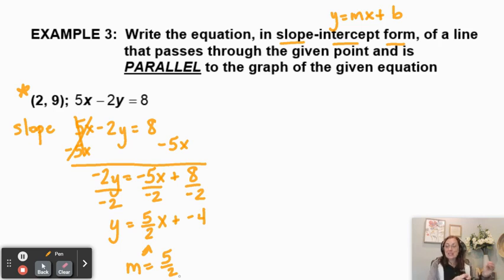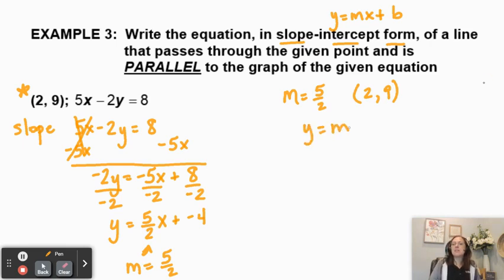We had to find the slope because we're being asked to write an equation that's parallel, and parallel means same slope. So what we're going to do in part 2 is we're going to take that slope and our point that they gave us, and we're going to write our equation. Let's start with our y equals mx plus b form. We know our slope, so I'm going to substitute 5 halves for the m.